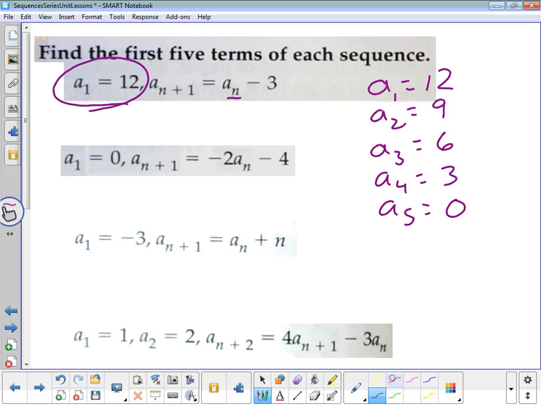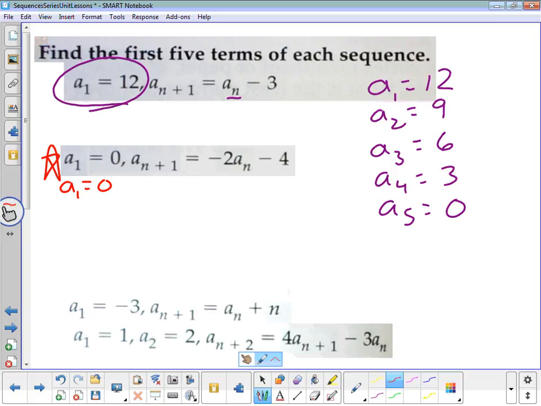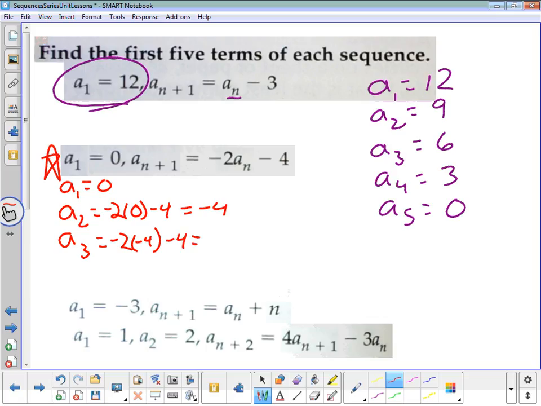So let's look at the next problem. My first term is 0. I want to find the next term by multiplying that by a negative 2 and then subtracting 4. So if A1 is 0, A2 has to be a negative 2 times 0 minus 4, which would give me a negative 4. My third term is going to be a negative 2 times what I currently have, my negative 4, minus 4. Well, a negative 2 times a negative 4 is an 8, minus 4 would get me a positive 4.